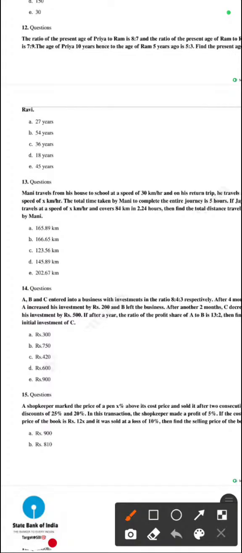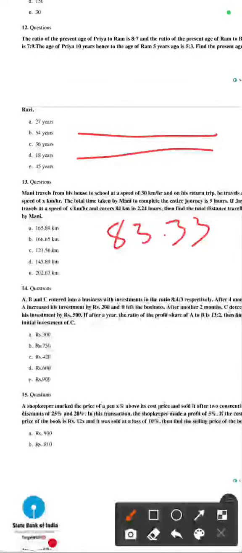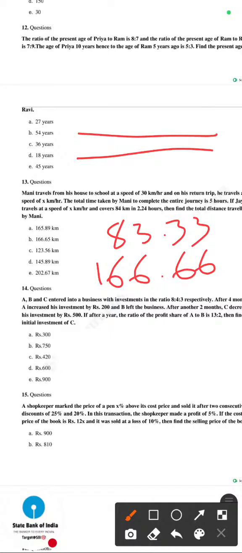This distance is 83.33. But the question asks for the total distance. Total distance means he went and came back. So the total distance will be 2 times that, which will be 166.66. So this is the answer for this question. So the answer will be option B.